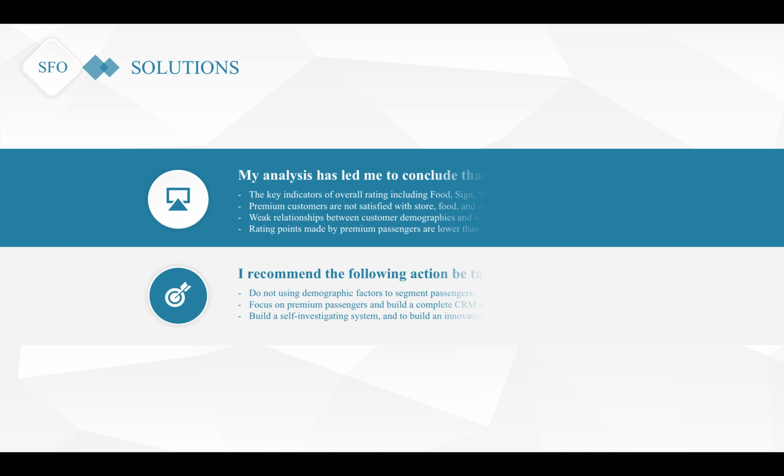And here's our solution. Let's look at the results that we got from testing. We found some key indicators that influence the overall rating from question 1, which are food, sign, Wi-Fi, screen, and so on. Questions 2 and 4 tell us premium passenger ratings are significantly lower than regular passenger ratings, and they are not satisfied with our stores and restaurants. And from question 3, we know that there are very weak relationships between passenger demographic features and overall ratings.